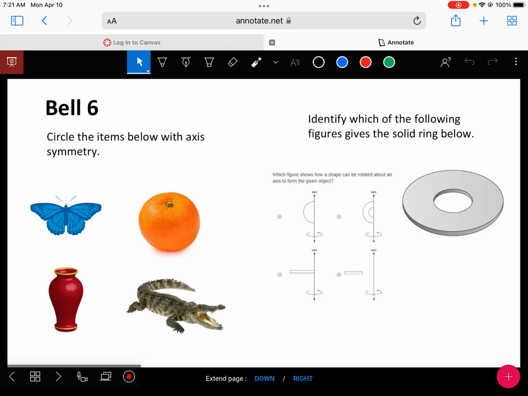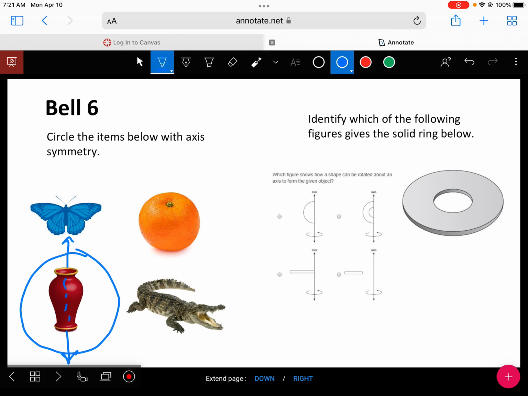Okay. So who can give me one? The vase. Yes, that is correct. The vase is going to have axis symmetry right here. It's going to look the same. How about another one? Is there another one?